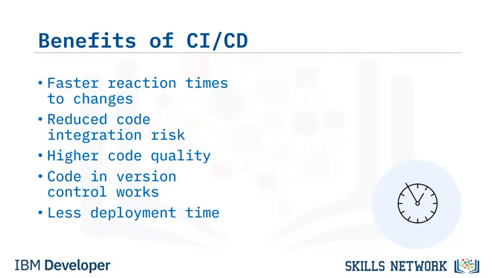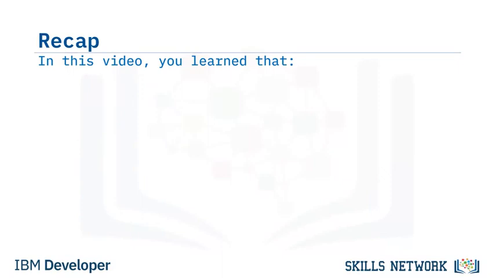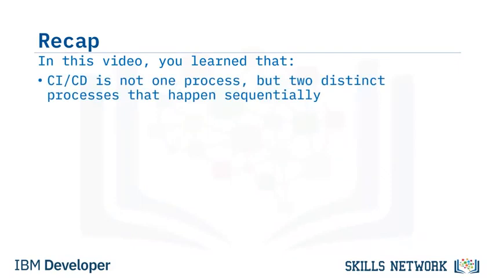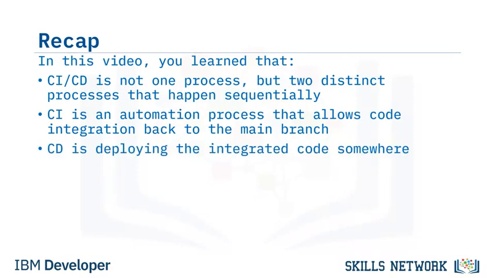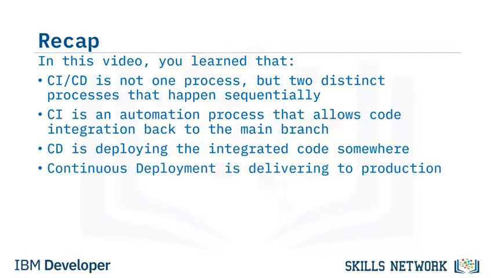In this video, you learn that CI/CD is not one process. It's two separate and distinct processes that happen sequentially. Continuous integration is an automation process that allows developers to continuously integrate their code back into the main or master branch. Continuous delivery is the next phase after CI that takes integrated code and deploys it somewhere like a staging, testing, or pre-production server. Continuous deployment is delivering the code to production.